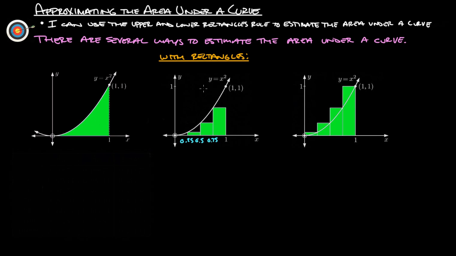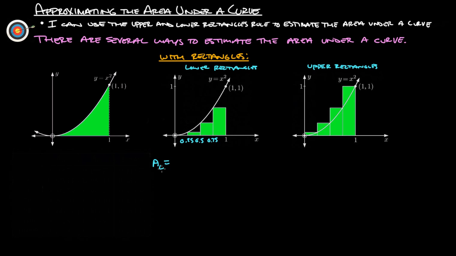This is called the lower rectangles, because it's going underneath the graph here, and this is called the upper rectangles. Again, we're going to try to find the area of each one of these rectangles, or the total area.